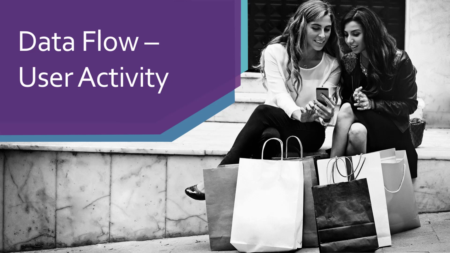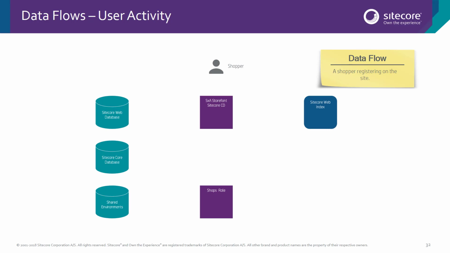So now we've been through the catalog interaction data flows, let's take a look at some common user activities that will take place on your site. When a user registers and creates an account on your site, the user will load the registration page. As with before, the rendering details are loaded from the web database using the Sitecore web index. The user then completes the form and hits the submit button.